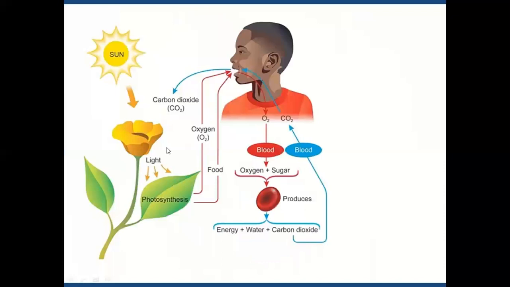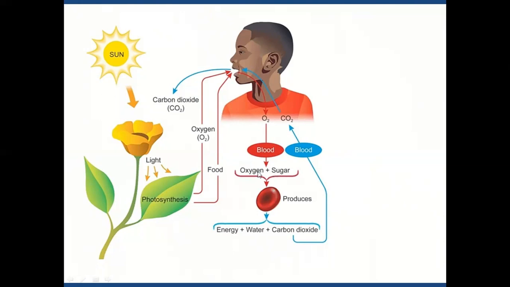Here again, from where do we get oxygen and food? Oxygen and food we get from the plants, because after photosynthesis the plants give oxygen. That oxygen we inhale, and after inhalation this oxygen is diffused into the blood. This blood has food in the form of sugar. Sugar here actually means glucose.